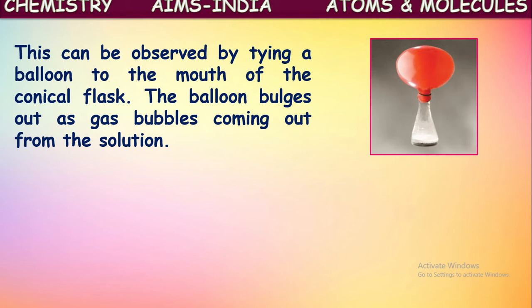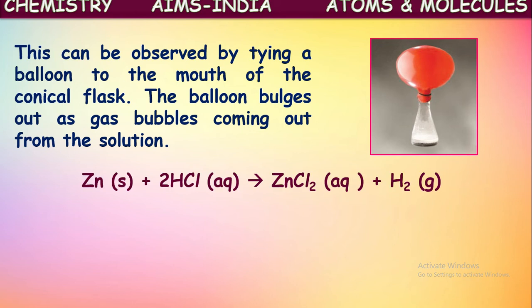So zinc reacts with hydrochloric acid and forms zinc salt by replacing hydrogen from the acid. So hydrogen gas is evolved out, that is collected in this balloon. So this is the reaction occurring in this displacement reaction: zinc reacting with hydrochloric acid. Hydrogen, being less reactive than zinc, is replaced by zinc. So zinc chloride is formed and hydrogen gas is evolved out in gaseous form.